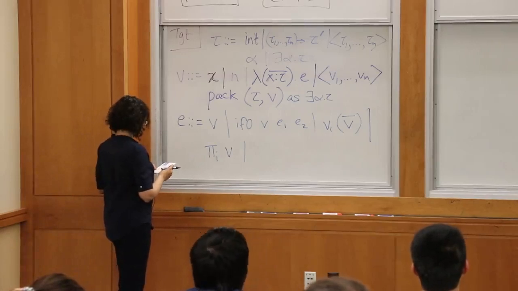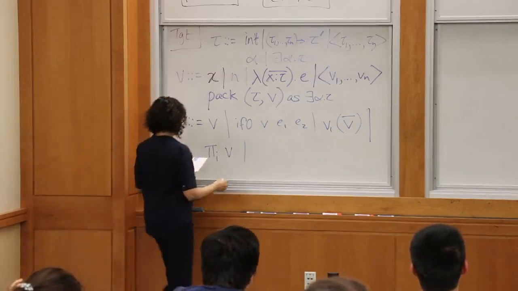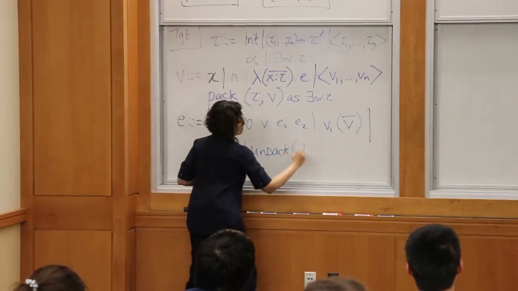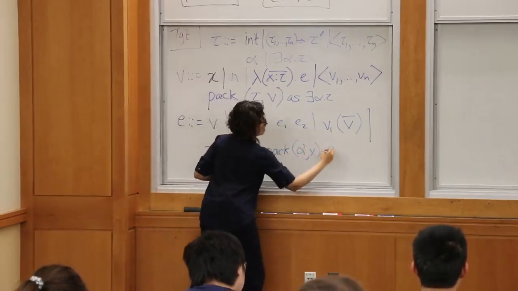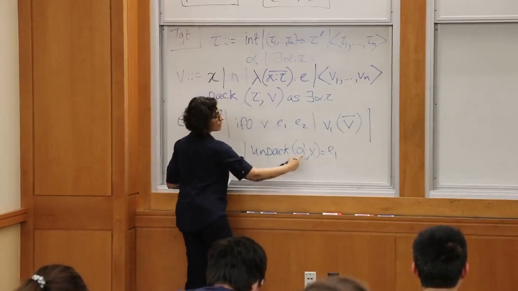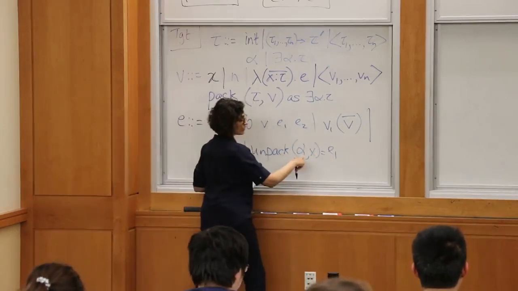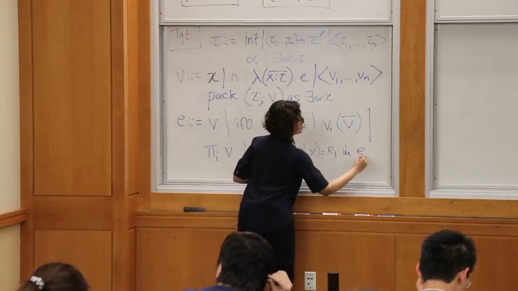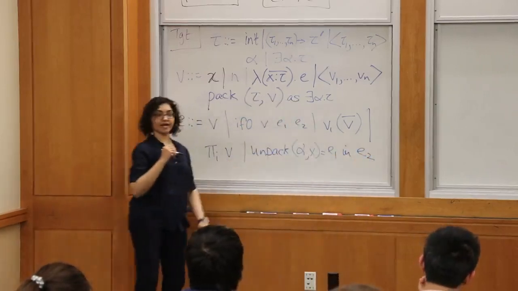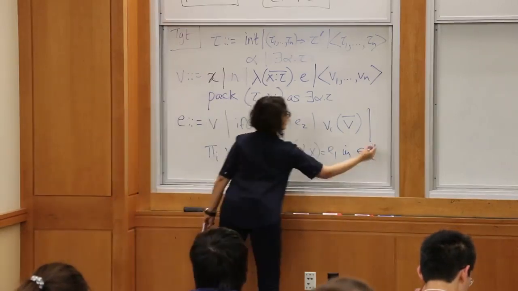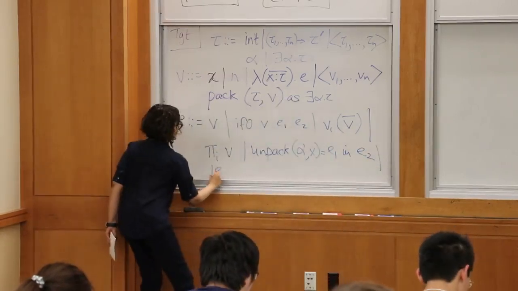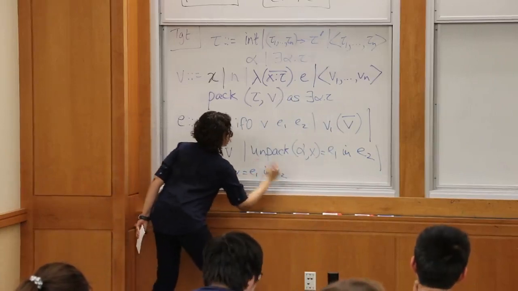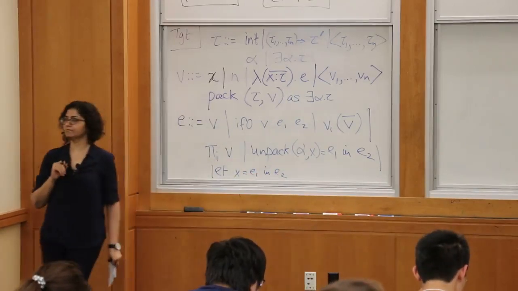And what else do I need? Unpack, which says unpack if e1 is a package, unpack it, bind the type to alpha, bind the value to x, and then continue using those in the body of the unpack, which is e2. And then finally, I have a let. Okay?